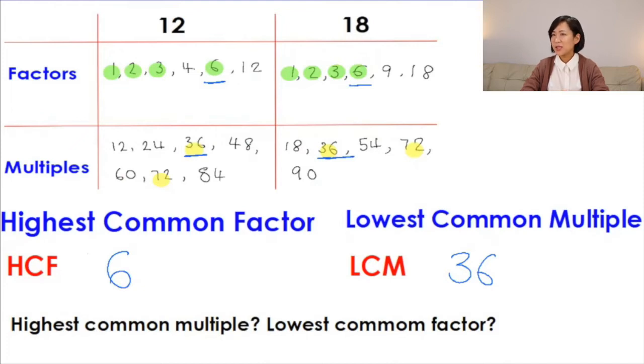That is because if you want to find the highest common multiple of 12 and 18, you can't find it, because the multiples go on forever, right? That's why we only have a lowest common multiple. Then, if you ask why there's no lowest common factor, what is the lowest common factor of 12 and 18? That is 1. For any numbers, your lowest common factor is always 1. So that's why there's no need to find it, right?